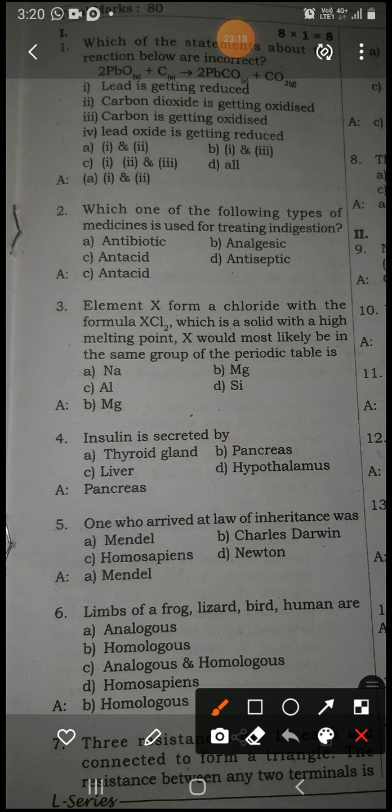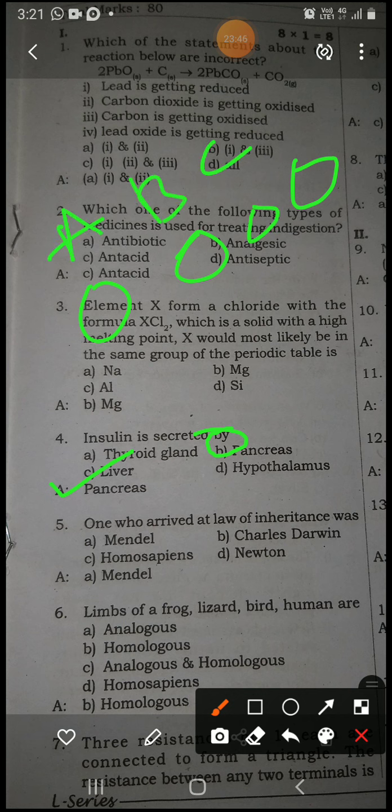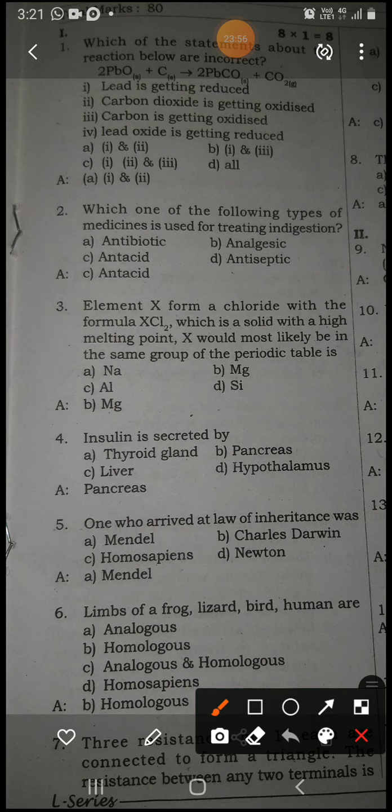So next, children, next question, let's try to see that. Insulin is secreted by, okay, it's a biology question. Here the glands are given: thyroid gland, pancreas, liver, and hypothalamus. The right answer is pancreas. So option number B is the right answer. In your OMR sheet, with options A, B, C, D, you need to circle the B option very clearly. Fine.